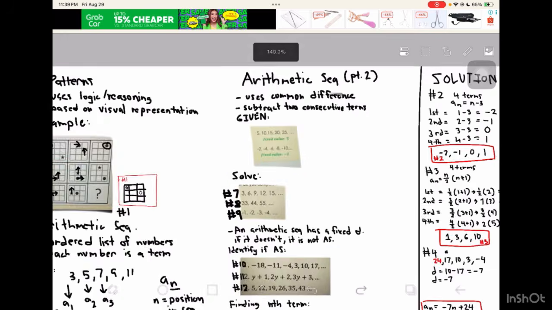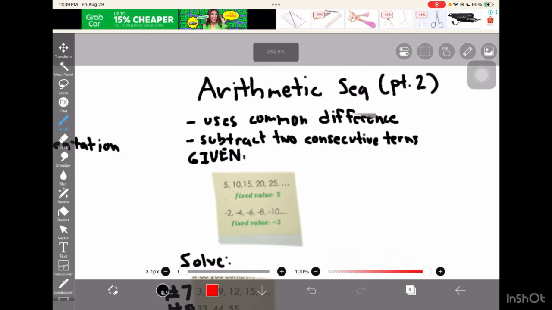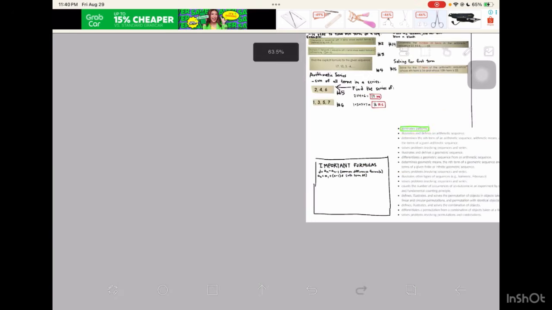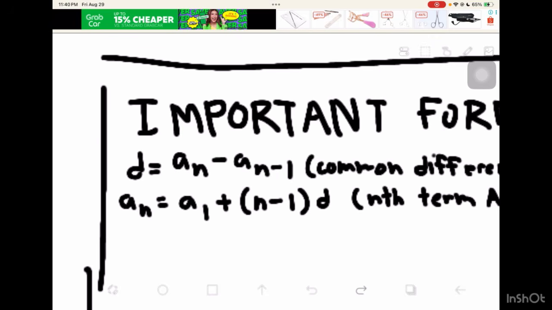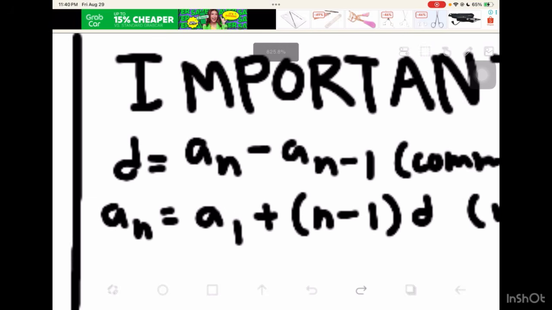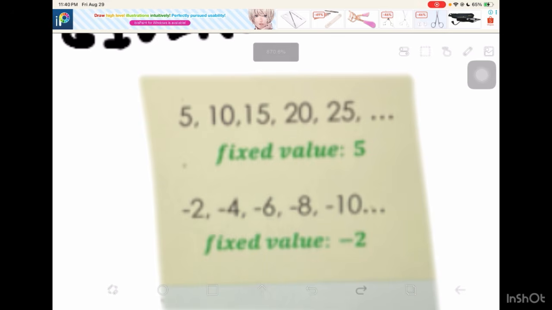So next one, part 2, like I said, we have a common difference, and to find the common difference, you have a technical formula. So the common difference formula is a sub n minus a sub n minus 1. So you take the second term minus the first term, the third term minus the second term, and so on. So it's very simple. So we have the given over here. 10 minus 5, that's 5. 15 minus 10 is 5, and so on. It should be true for the entire sequence.